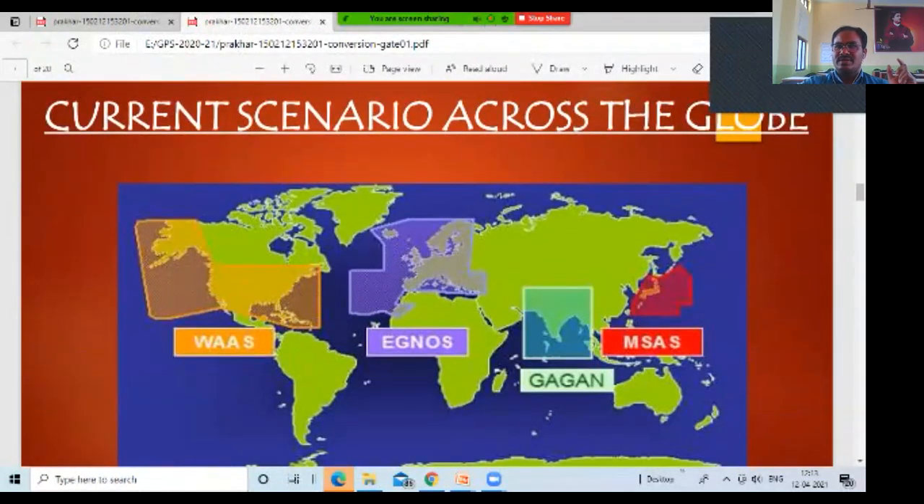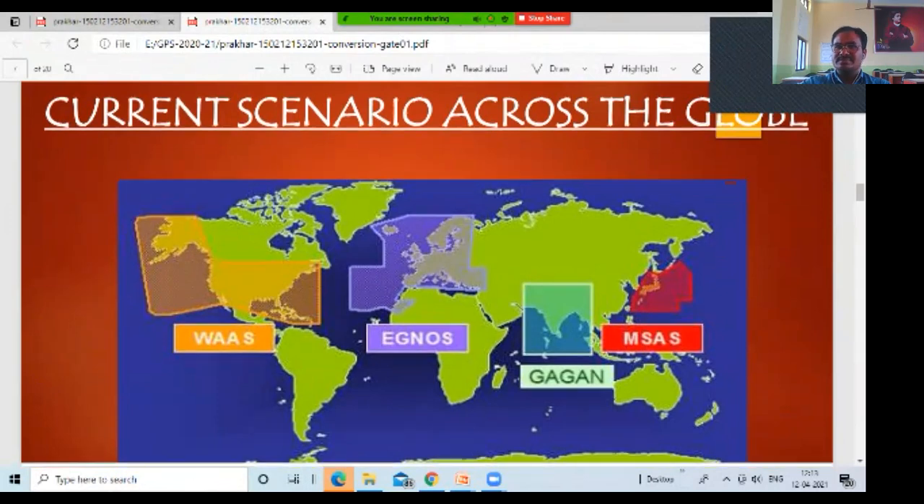So this is the current scenario across the globe, using WAAS, EGNOS, GAGAN, and MSAS by different continents or different countries of the world. WAAS is by America, EGNOS is by Europe, GAGAN is by India, and MSAS is by Japan, I think.